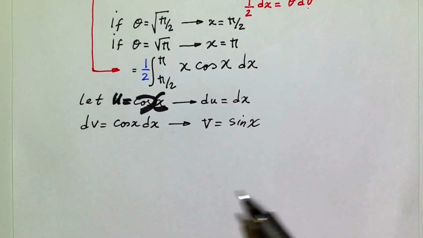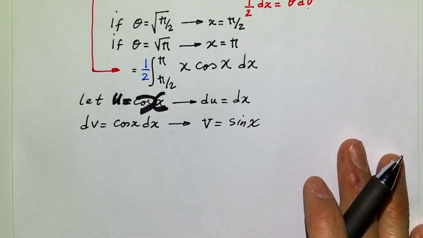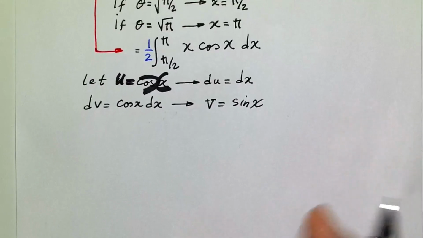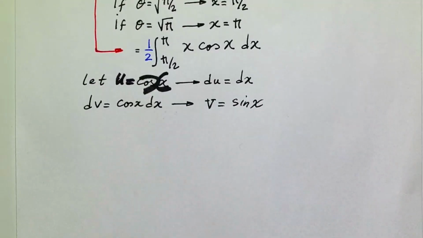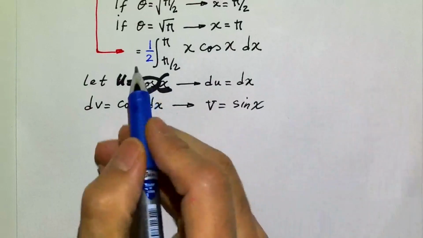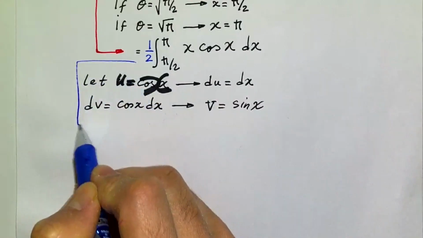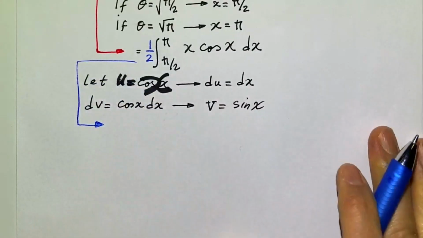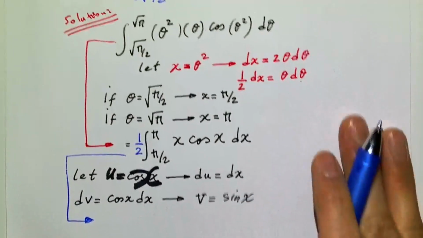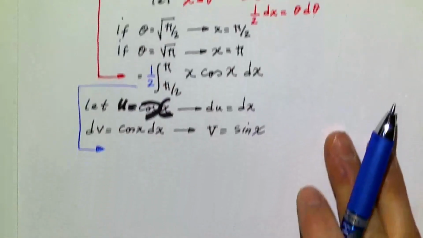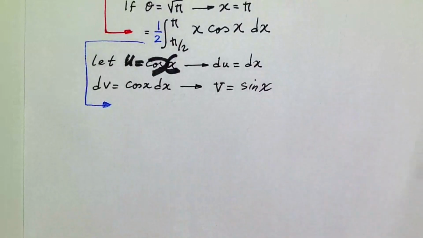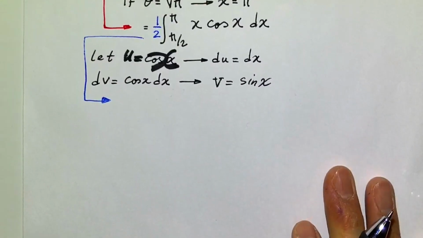All right, so now let's apply the integration by parts to this one. So I will put an arrow from here to here. The red arrow indicates substitution. The blue one indicates applying the integration by parts.